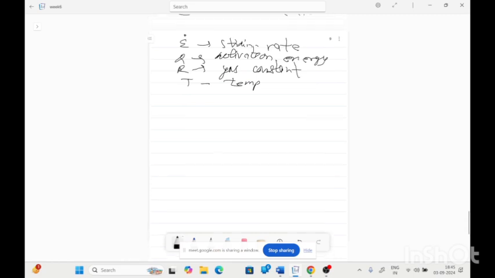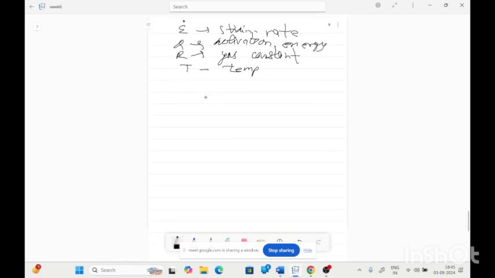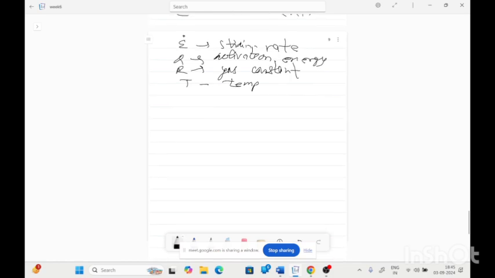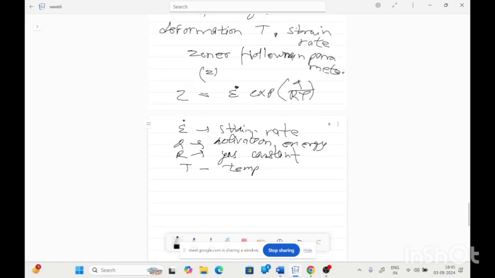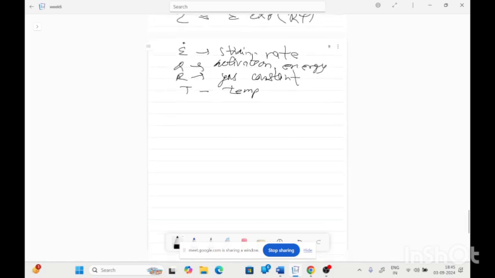Due to the grain boundary bulging, subgrains are formed with the continued deformation process. So subgrain formation happens due to grain boundary bulging.